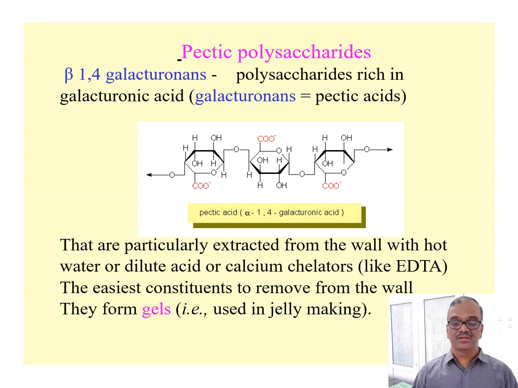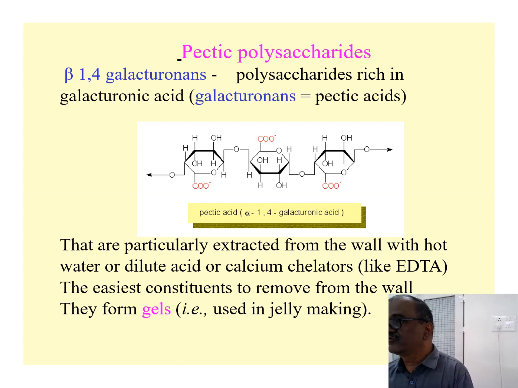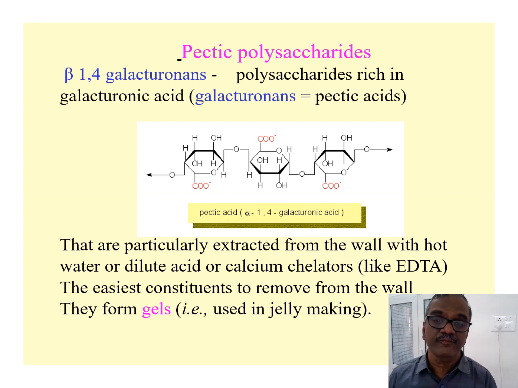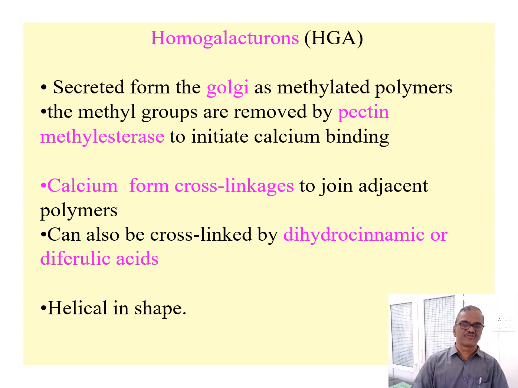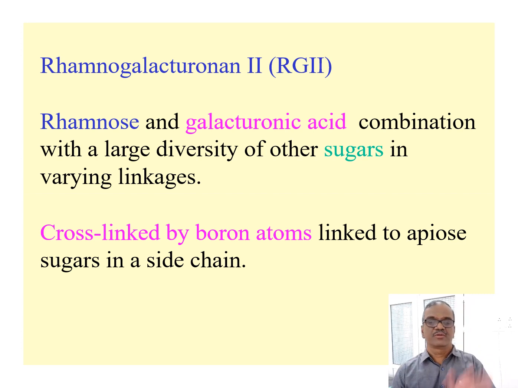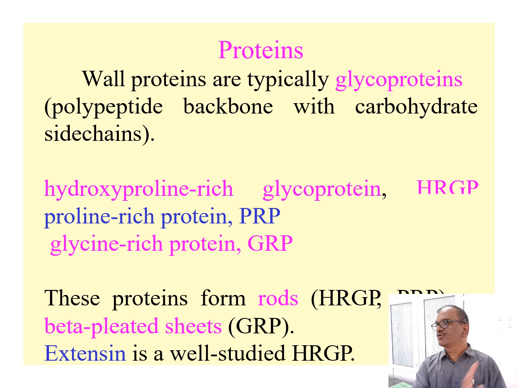Everybody, I think, uses jelly sweets, isn't it? That is made up of pectic polysaccharides. Okay. So in that there are so many methods. Here they are secreted from the Golgi, and then calcium forms the cross linkages, helical in shape. So this is like that. There are so many rhamnogalacturonans etc. Then we will go to the protein.